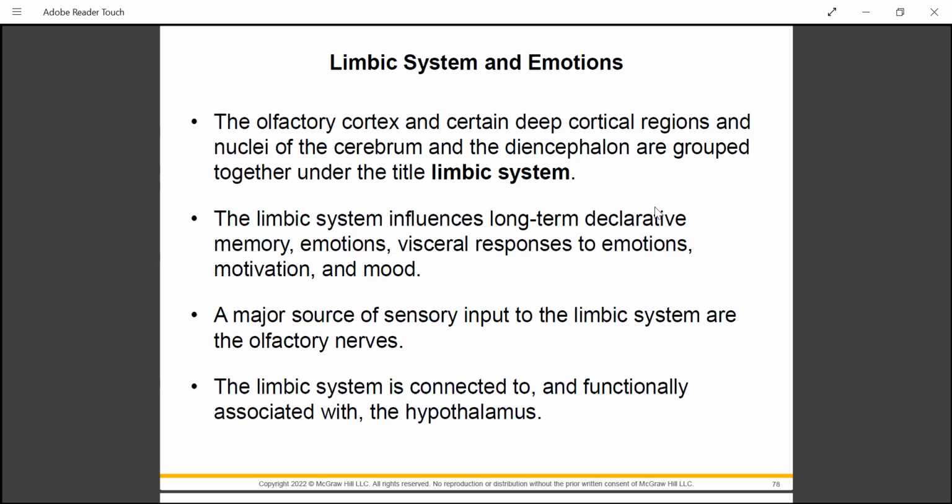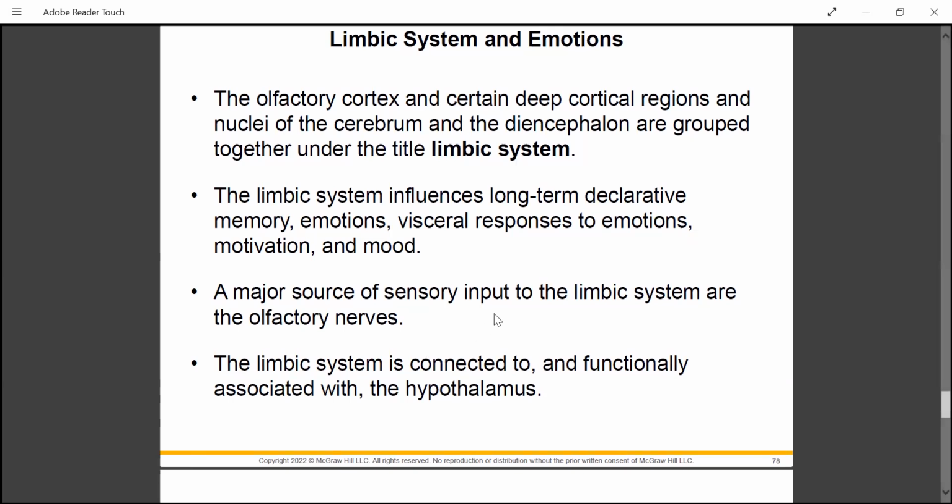So our limbic system is going to influence how we view a memory, whether that's positive or negative, the emotions associated with a memory, our continuous emotional state, and our visceral responses to emotions, which involve your organs. So when you feel like, say, my heart hurts after something bad happens, that is driven by the limbic system. Sometimes it's used as a saying, but there is some truth to it. Motivation, of course, is associated with emotions and mood itself.